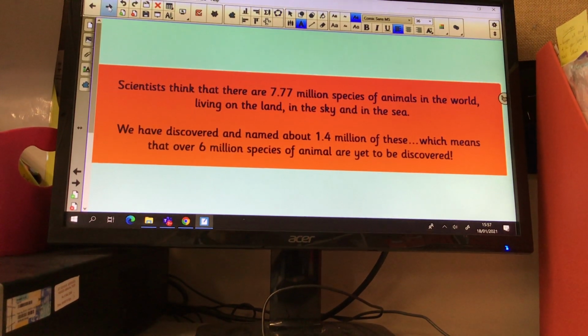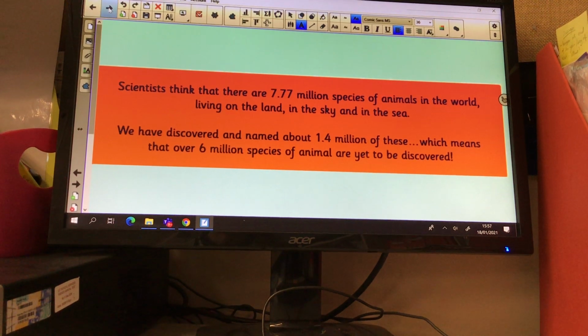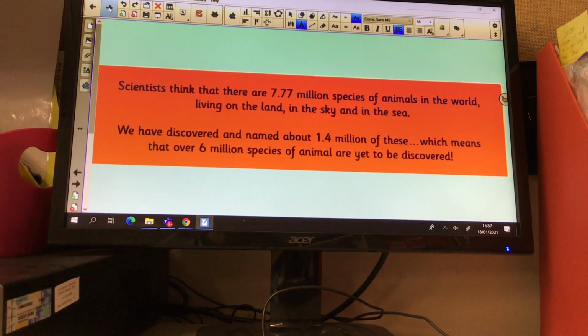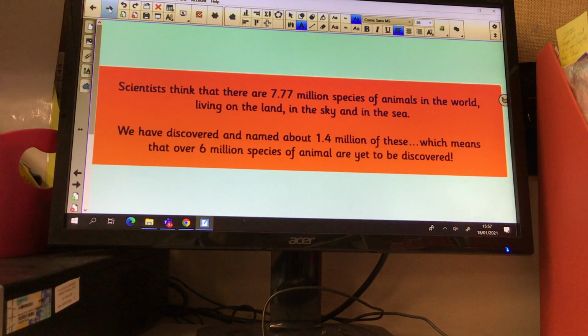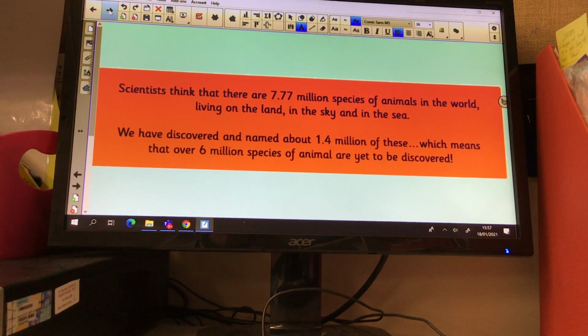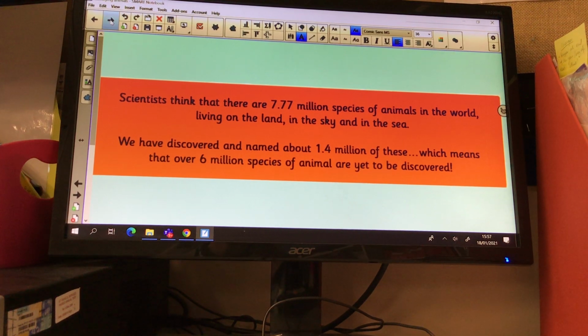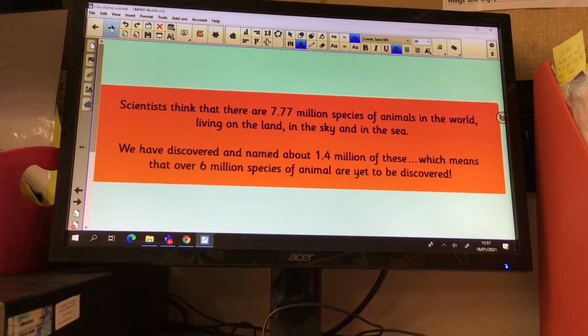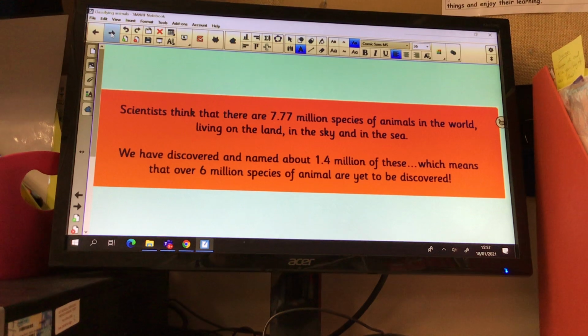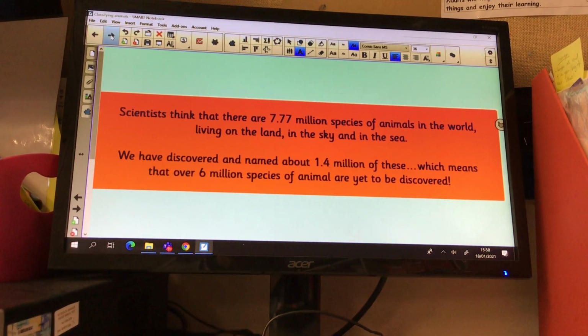Okay, so scientists think that there are 7.77 million species of animals in the world living on the land, in the sky and in the sea. That is a lot of animals. We have discovered and named about 1.4 million of these, which means that over 6 million species of animals are yet to be discovered, and they'll all need names. So classifying them is where it becomes important, so that we can know how to name them.